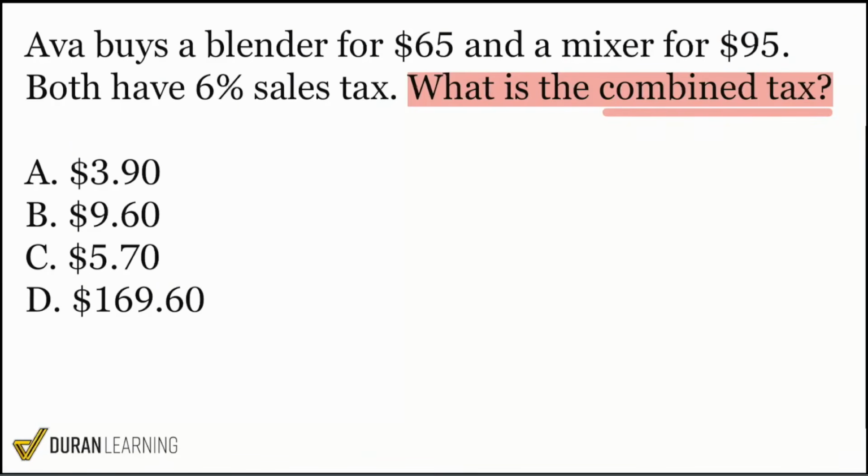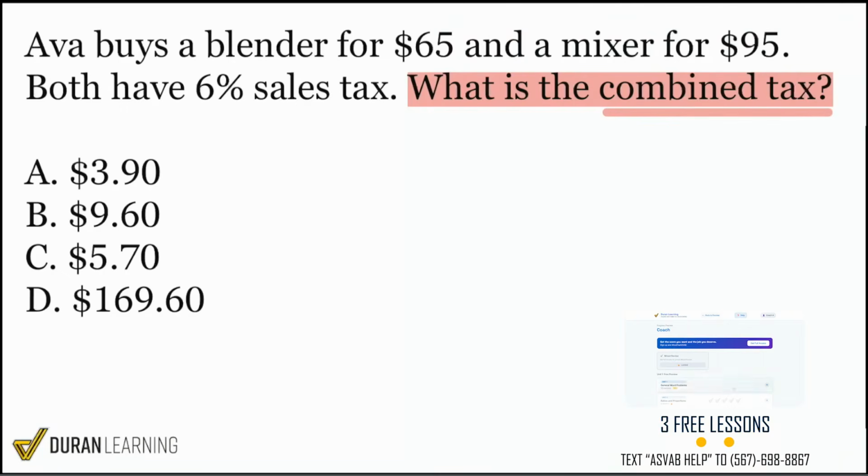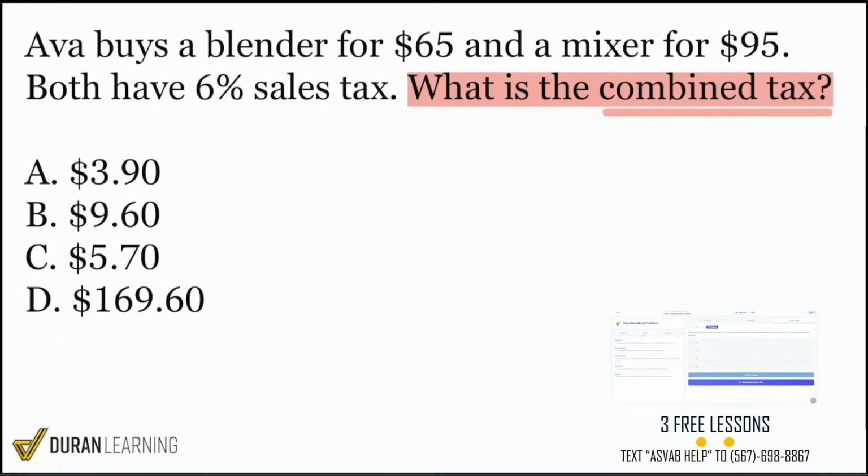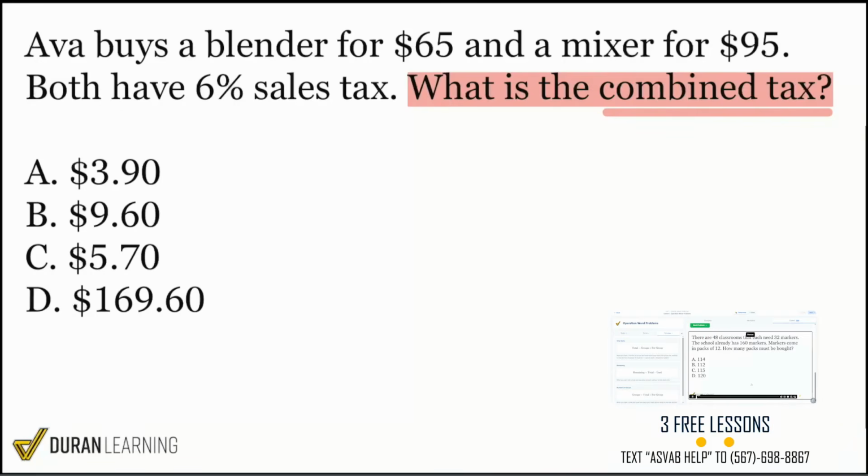Okay, sounds good. So if we want to find the combined tax and we have a 6% tax on both of these items, well, it looks like we'll go ahead and find the tax for one item, find the tax for the other, and then we can go ahead and add those together. That is absolutely 100% one way to go about it. Now, I'd like to actually, instead of doing that, show you a much faster way, and here's how it's going to go.